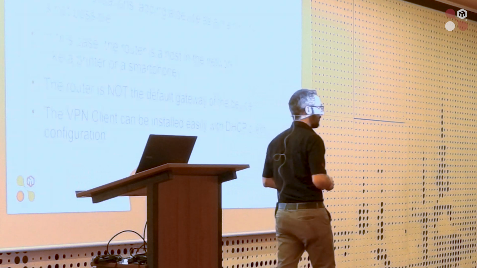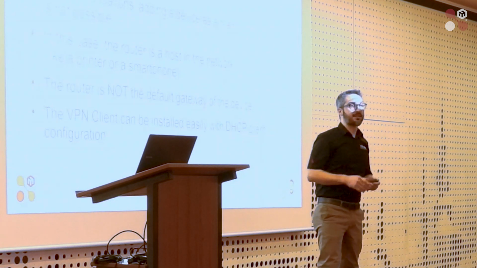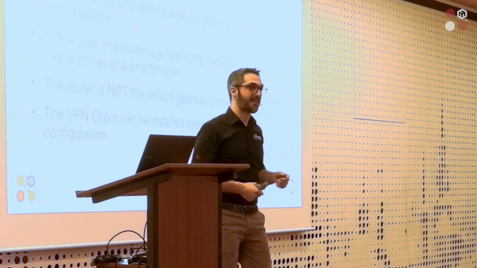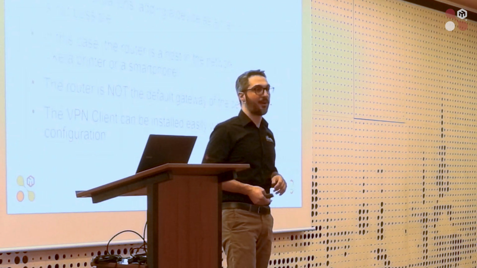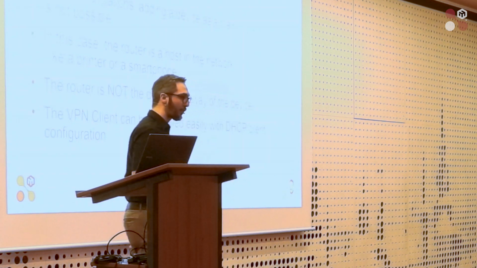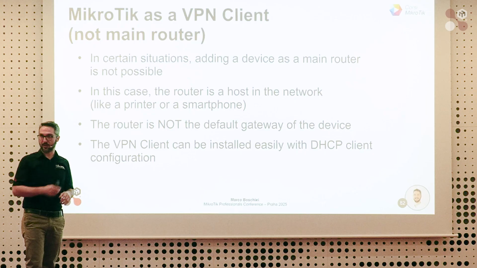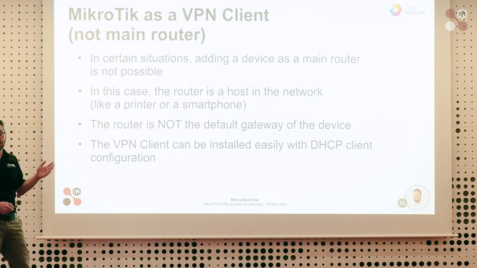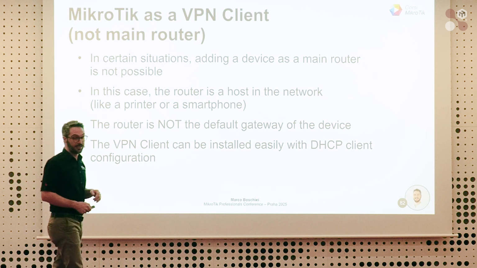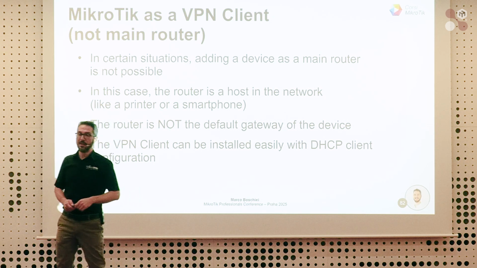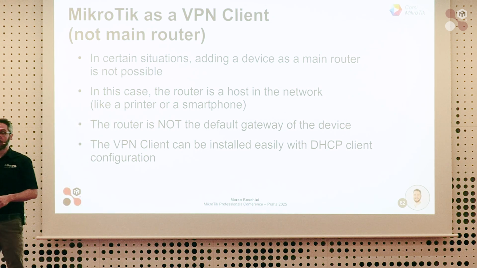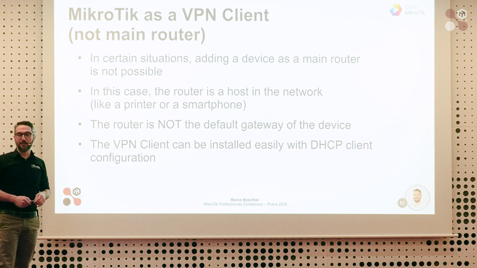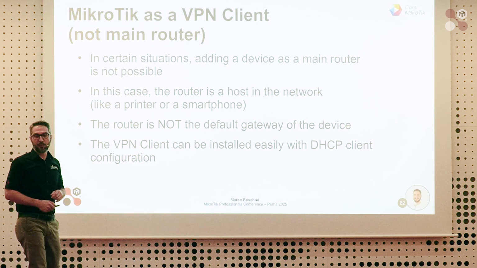And I created this solution to reach remote devices, only sending a router to the customer with a DHCP client enabled on the interface, and I asked my customer, please plug the router inside your network, and all the configuration is automatically created to reach the remote device. This is the situation. In this case, the router is a host in the network, like a printer or a smartphone. The router is not the default gateway of the devices, and OpenVPN can be installed easily with the DHCP client configuration.